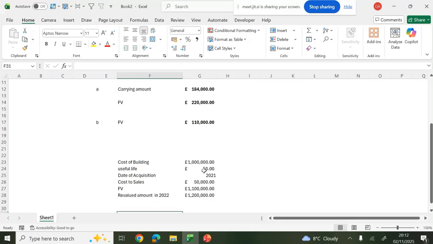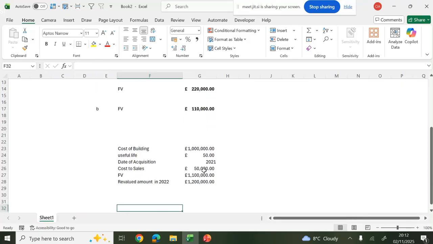So the first thing we really wanted to do is to calculate our carrying amount. So how do you calculate our carrying amount? Sorry, to calculate our depreciation, that's the first thing we wanted to do. To calculate our depreciation is going to be 1 million, right?